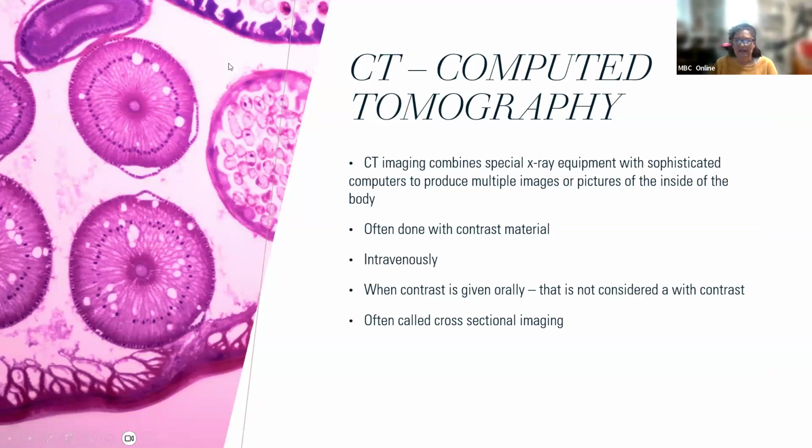Next we have CT, computed tomography. I know you've heard CT. Let's get her a CT scan, if you watch those medical shows on TV. What CT does is combine special X-ray equipment with sophisticated computers to produce multiple images or pictures of the inside of the body. Typically, that's done with contrast material. What is contrast material? It's something that's given either intravenously, orally, sometimes rectally. The contrast material helps certain things stand out in your body so that they can be seen when this is done.